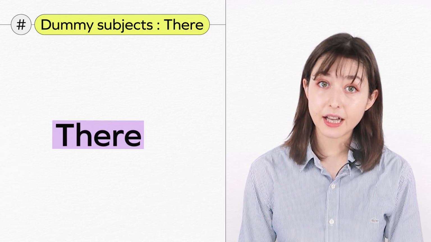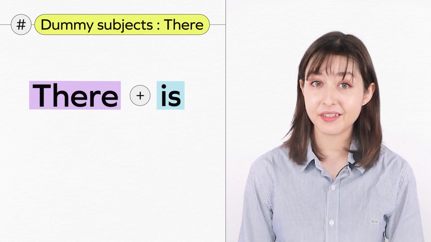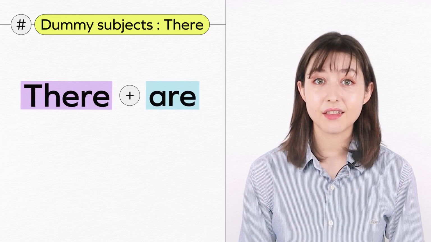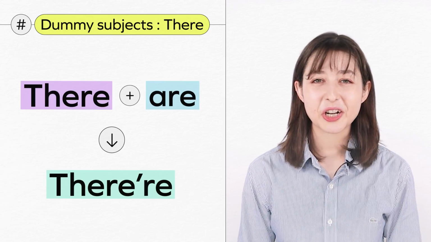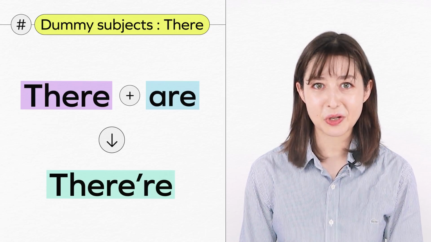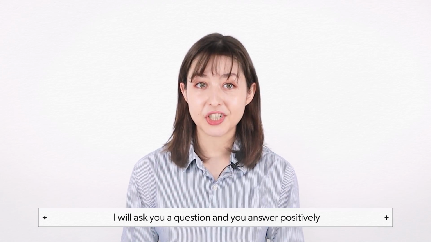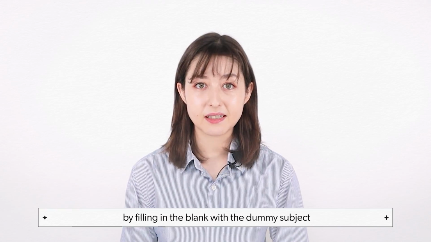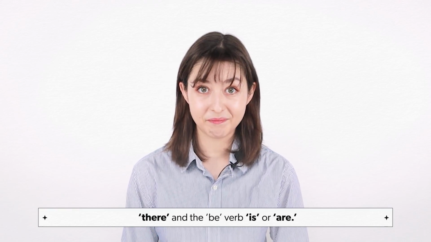If it's a singular noun, use is. There is. It can be shortened to there's. If it's a plural noun, use are. There are. The contraction is there're, but it's hard to pronounce, so it's not used often. Let's practice. I will ask you a question and you answer positively by filling in the blank with the dummy subject there and the be verb is or are.